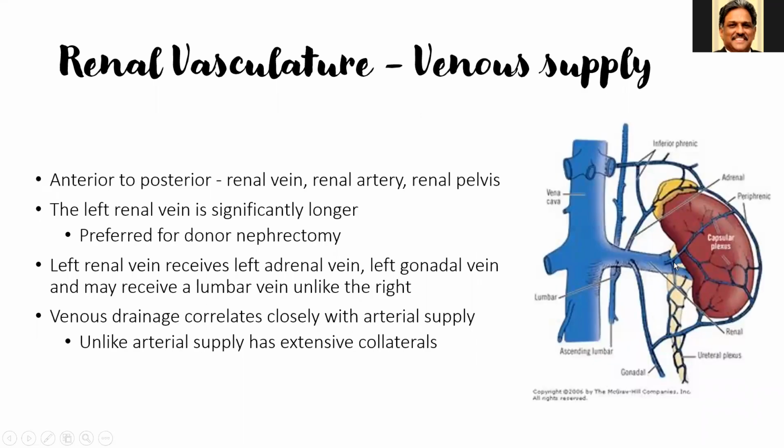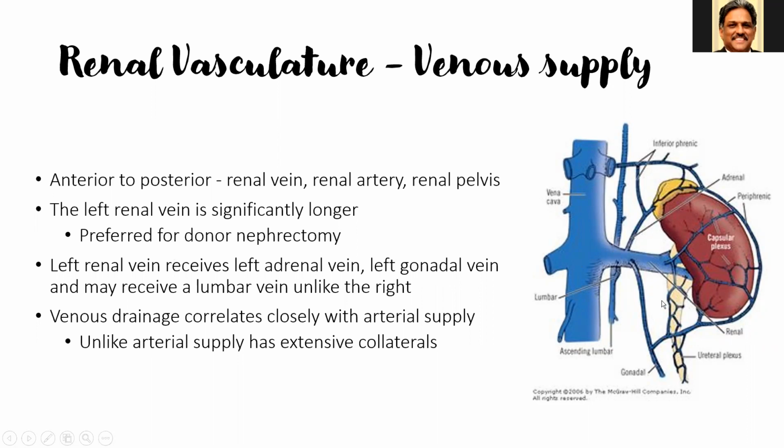Coming to the venous supply, as we saw earlier, the anterior to posterior relationship at the hilum is: anteriorly the renal vein, next to it posteriorly the renal artery, and finally the renal pelvis. The left renal vein is significantly longer than the right, since again it has to course over the aorta. This is ideal, and the left kidney is preferred for donor nephrectomy owing to this factor.